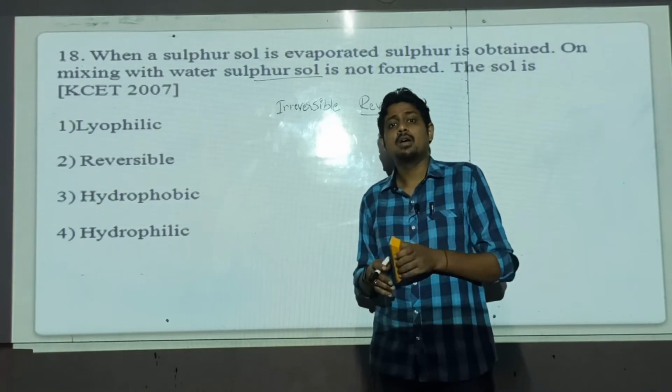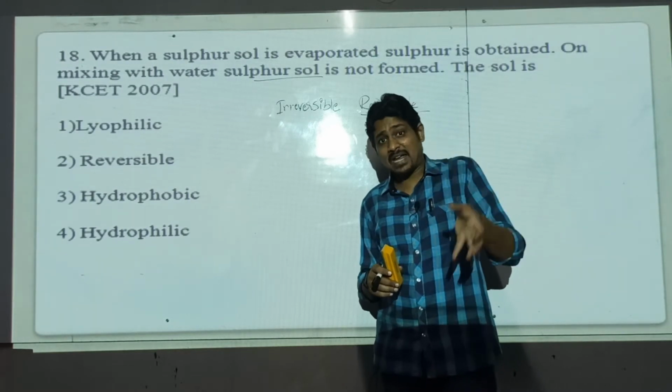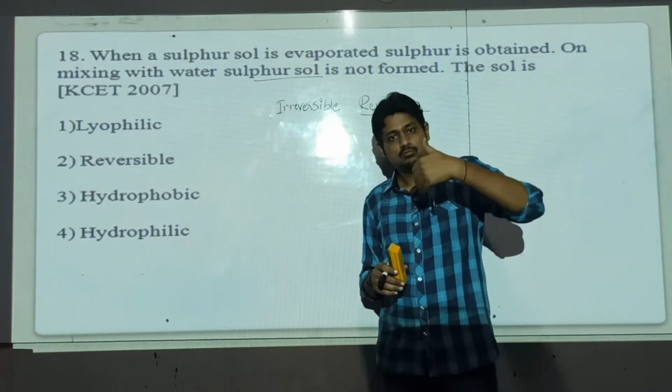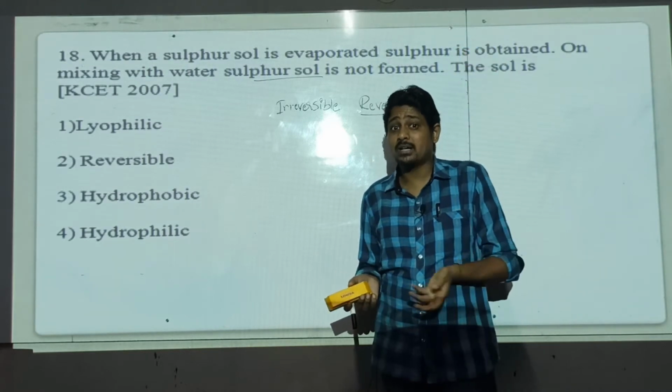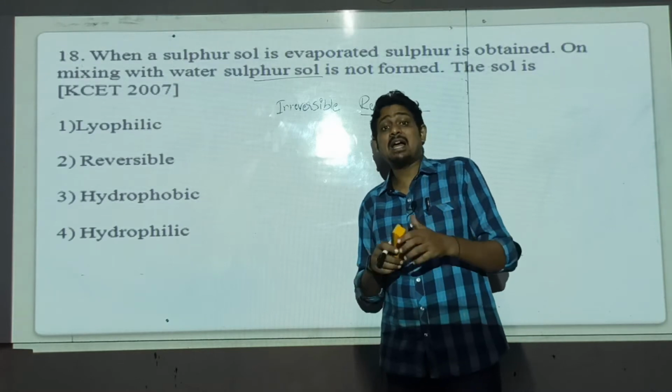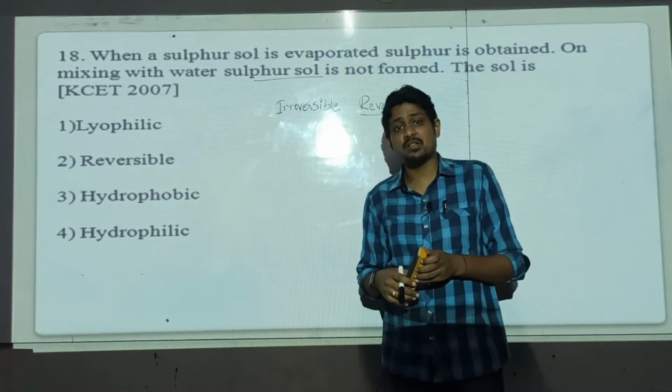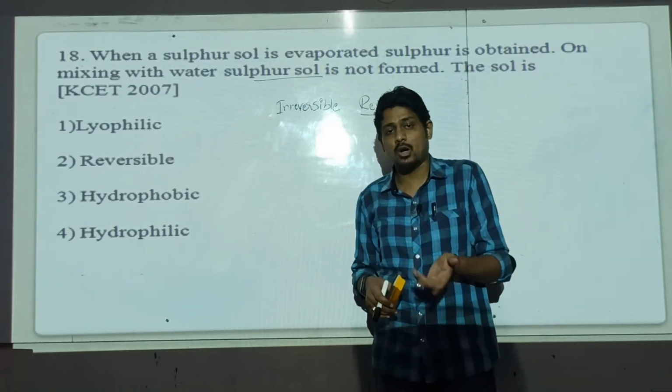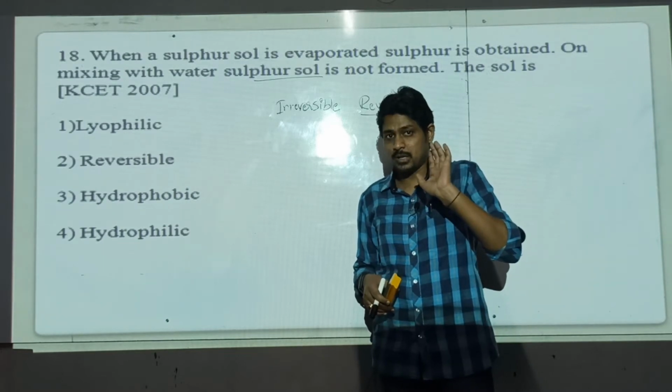See what will happen. I'll take a colloidal solution. Again I'll heat it. What will happen? The dispersion medium will evaporate, and what am I left with? I am left with the dispersed phase. When I again add the dispersion medium to the dispersed phase, and if I get back the colloidal sol, then I will call it reversible.